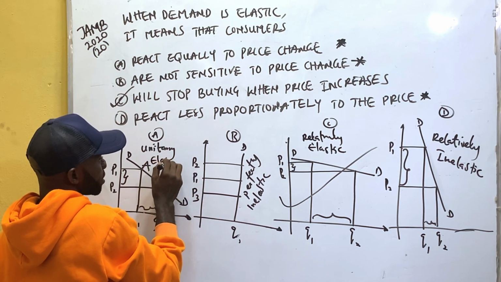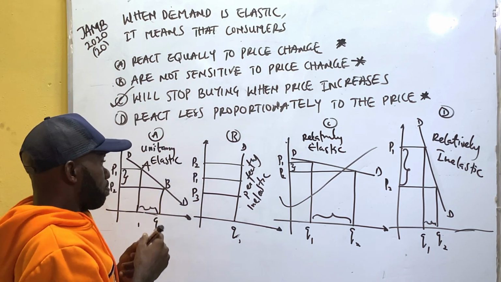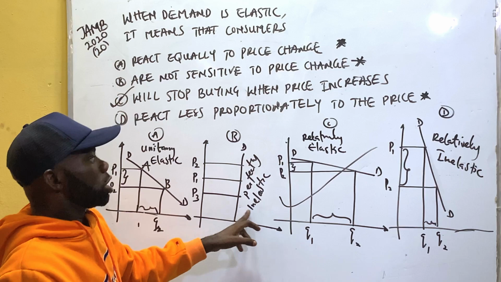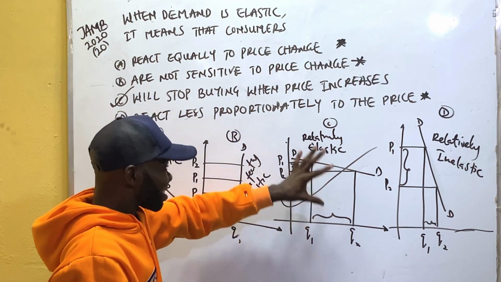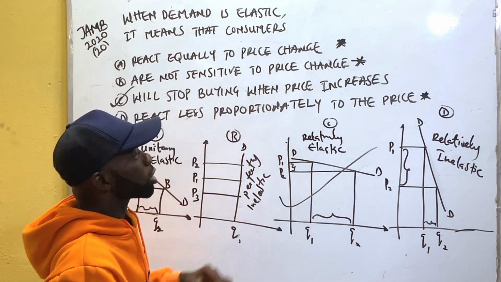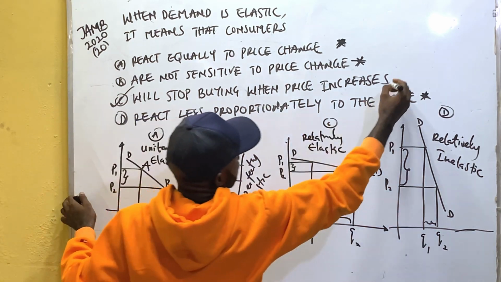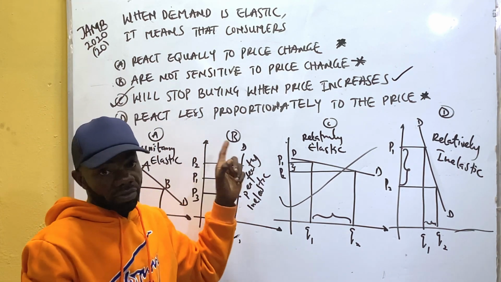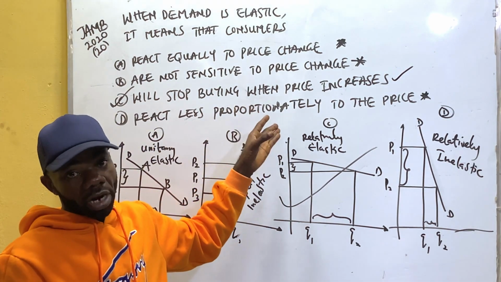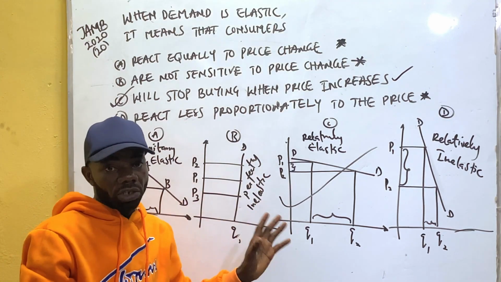It also makes perfectly inelastic wrong. It also makes relatively inelastic wrong. And that means this is the only correct or possible correct answer. Take note. For students who don't really understand elasticity of demand, this might just be a trap in your question this year.